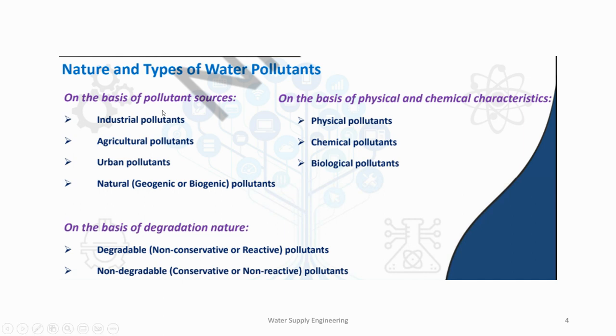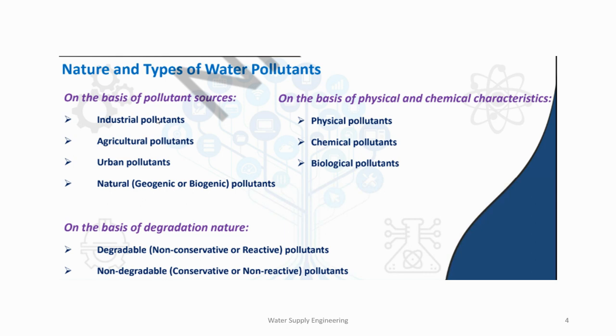Based on the source of origin, we have industrial, agricultural, urban, and natural. As the name suggests, if the source of origin is an industry of any kind, that pollutant can be classified as industrial pollutant. If it is from agricultural field, then it is agricultural pollutant. If it is from an urban land, then it is urban pollutant. If it is a naturally originated pollutant, then it is natural pollutant or biogenic or geogenic pollutant.